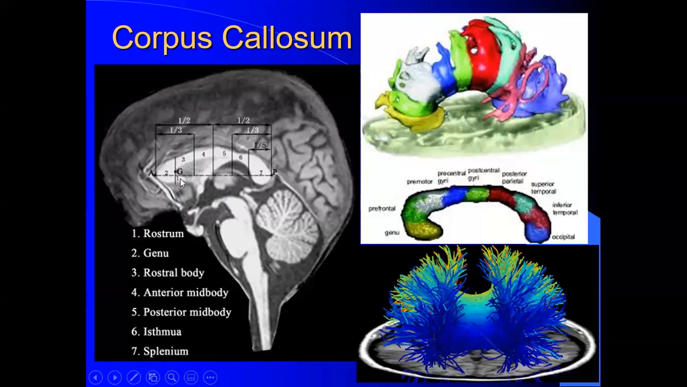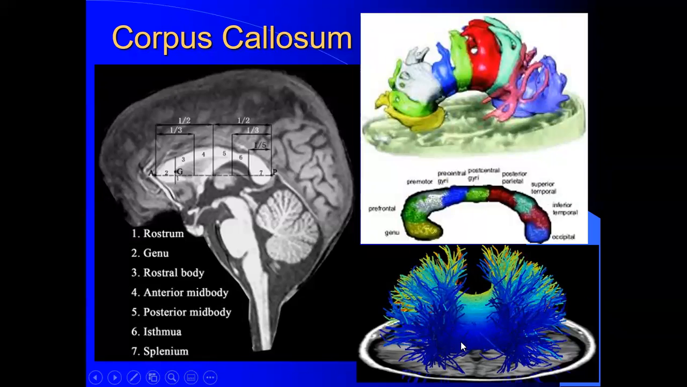Here, first of all, you can see rostrum, the genu. Then this is all body, and then there's the isthmus, and then the splenium. This one shows you region by region what they're connected to. This one begins to show you how it starts to look in 3 dimensions. This one is an even better map of how it looks in 3 dimensions, and also talks about the forceps, how they come toward you, separate from one another, almost like an aplesia.